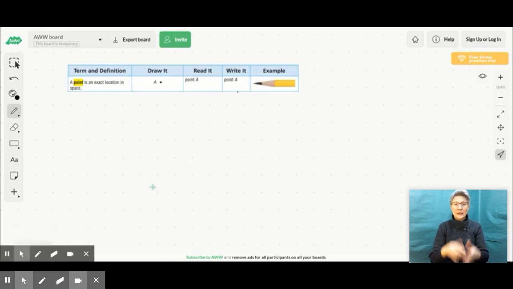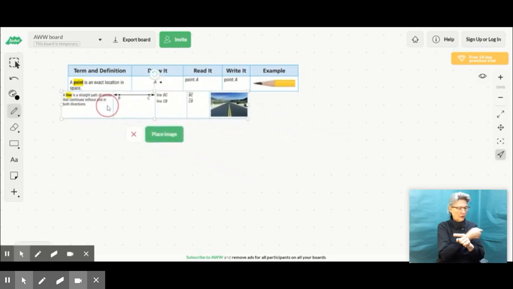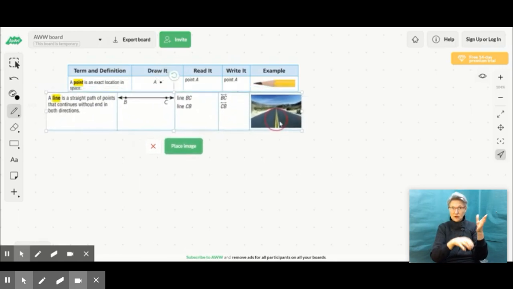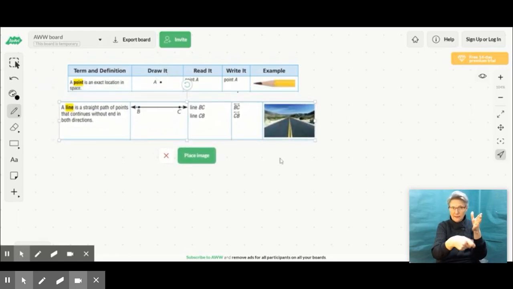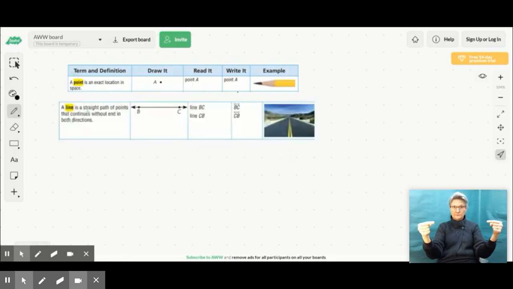Now we're going to take a look at a line. A line, again, is a word that you're very familiar with, but in math, it represents a straight path of points that continue without an end in either direction. So here I have to add to my chart, and this is in your journal as well. This is a good reference for you as you're working, but I'm going to put them on here too. So here I have a line, okay, with my definition.